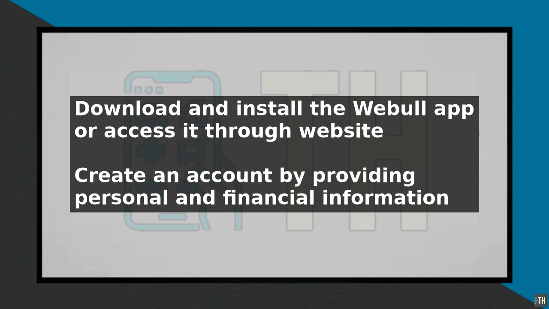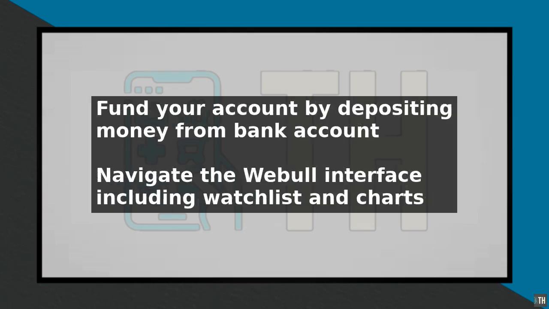After your account is approved, you need to fund it by depositing money from your bank account or other financial institutions. The next step is to navigate the Webull interface, which includes various sections such as the watchlist, charts, and order entry screens. Familiarize yourself with these sections to efficiently place trades and track your portfolio.